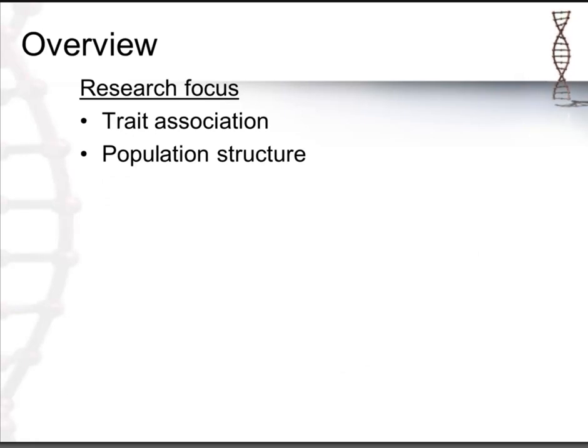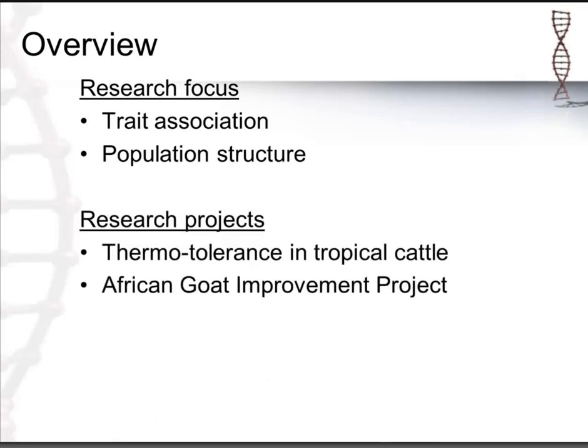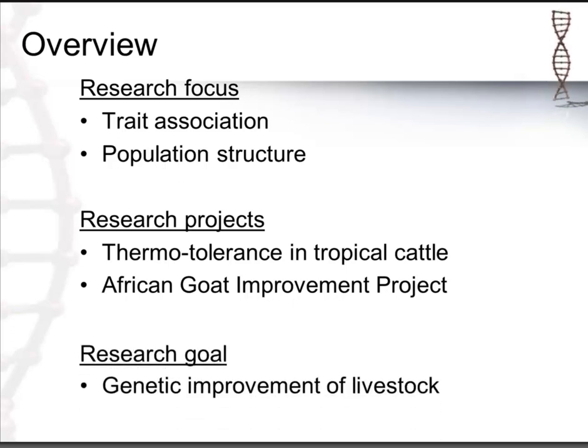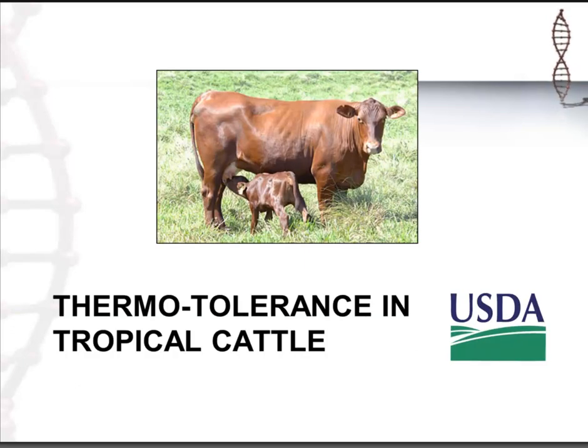Today, my research focus is on trait association and population structure in livestock. With that in mind, we'll be talking about thermotolerance in tropical cattle, which is a trait association study, as well as the African Goat Improvement Project, which will show a lot more about population structure. In the long run, just about all of my work has the end goal of genetic improvement of livestock in mind. So we'll start right out with the thermotolerance in tropical cattle.